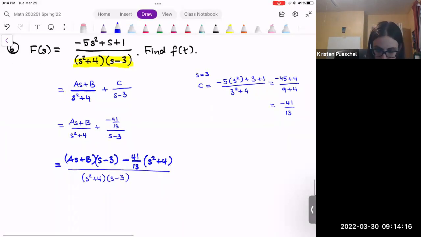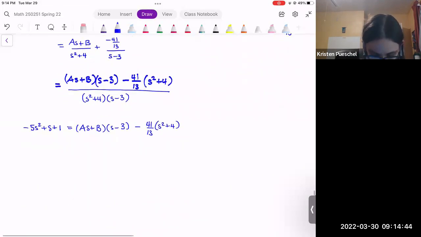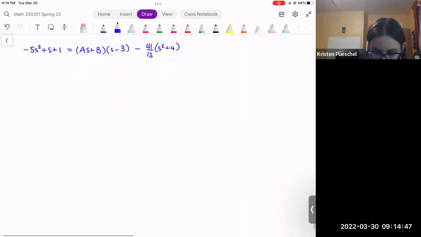Alrighty, so these numbers are not the nicest. Okay, so let's write this out. We have -5s squared plus s plus 1 equals as plus b times s minus 3 minus 41/13 times s squared plus 4. All right, okay, now we're going to be comparing the left side and the right side.